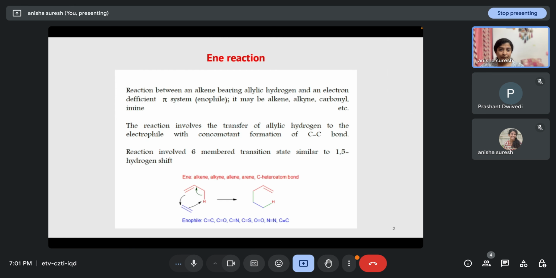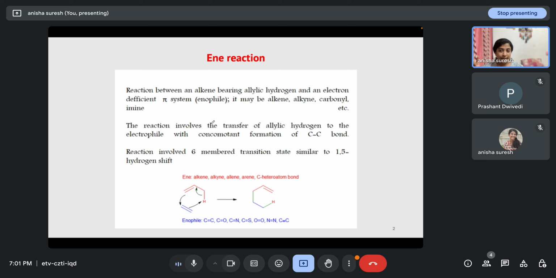So now coming to the ene reaction. What is an ene reaction? The reaction between an alkene that bears an allylic hydrogen and an electron deficient enophile, which is a pi system. It can be either an alkene, alkyne, carbonyl, imine, etc. So the reaction between an alkene bearing an allylic hydrogen and an electron deficient enophile is known as the ene reaction.